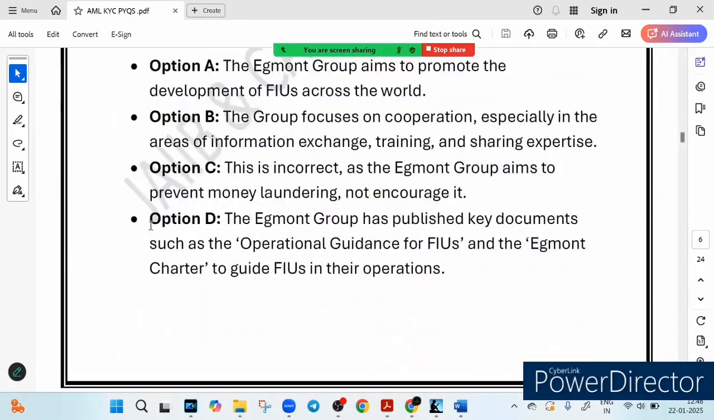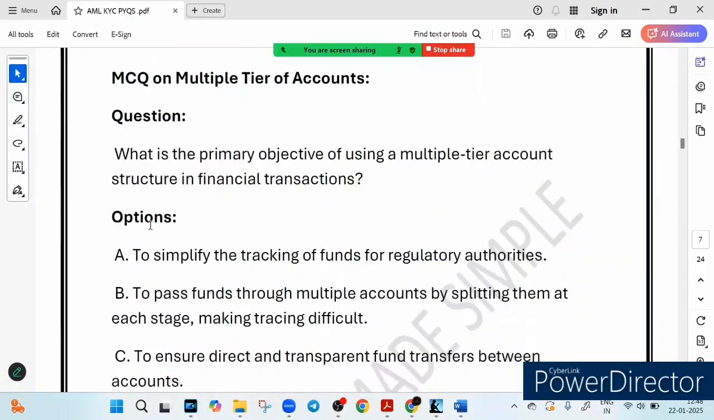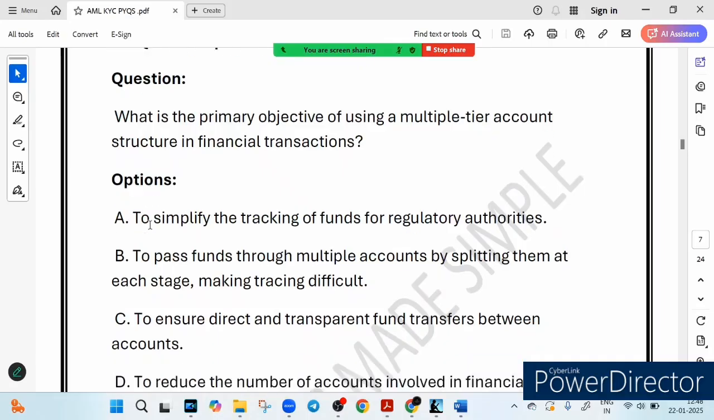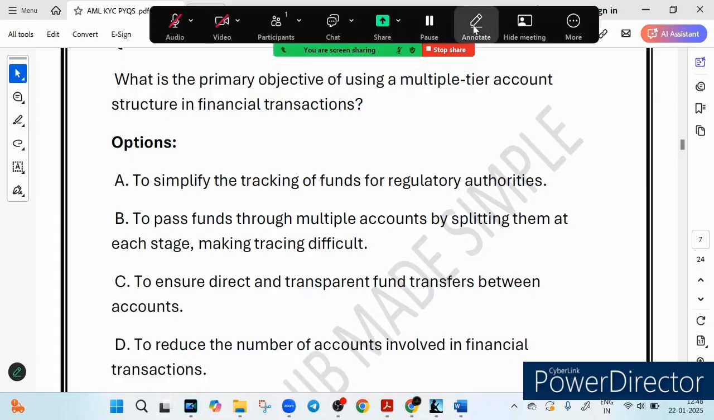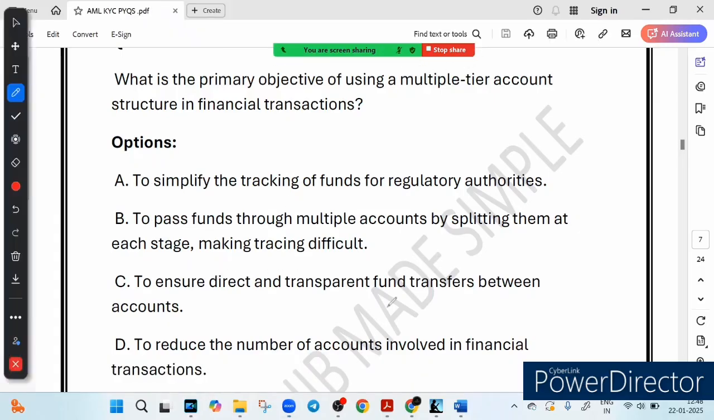Now let's see the next question that we have. It is regarding the multiple tier of accounts. So what is a multiple tier of accounts? Let's discuss. So friends, the question is, what does multi-tier structuring aim to achieve? What is the primary objective of using a multiple tier account structure in financial transactions? Options are: simplify the tracking of funds for regulatory authorities; to pass funds through multiple accounts by splitting them at each stage, making tracking difficult; option C says to ensure direct and transparent fund transfer between accounts; to reduce the number of accounts involved in financial transactions. So what is your guess?